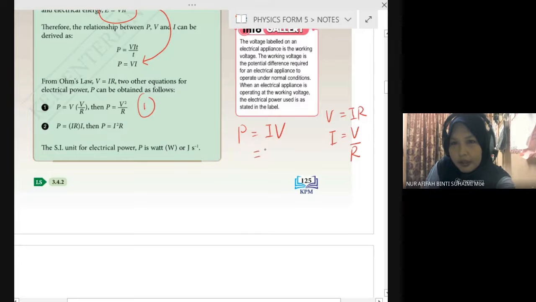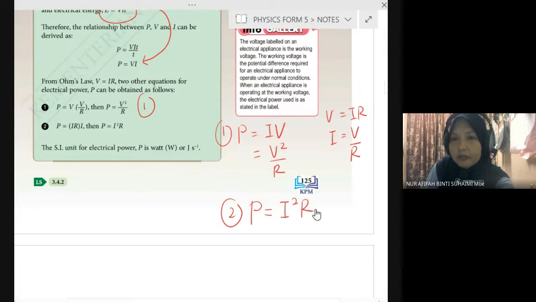Then we will get number 1, V square over R. And then the second one, if the question doesn't have V, tak ada V. Dalam soalan dia tak bagi nilai V, nilai voltage. So kita boleh tukar V kepada I. V equal to IR. So P equal to I square R.